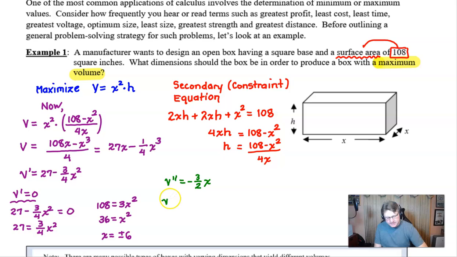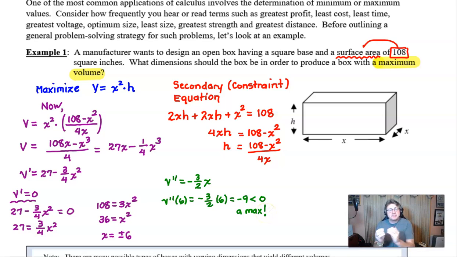And then if I plug in my critical value from my first derivative into my second derivative, you will learn that you get a negative answer. I think it's negative 9. And because that second derivative is negative, we have ourselves a max. Yay. Now, remember, you could also use the first derivative test.